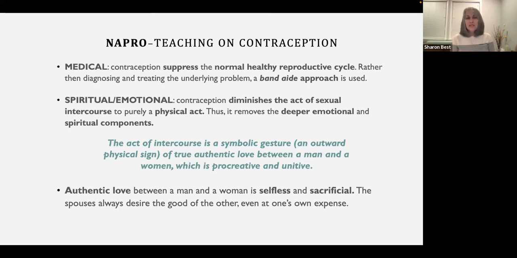So we do teach that contraception suppresses the normal healthy reproductive cycle. That's a medical fact. We know that. No one argues that. Mainstream medicine agrees with us. We do believe that when we suppress the woman's normal healthy menstrual cycle, we're putting a Band-Aid on her symptoms. We're not curing them at all. So NaPro takes our patients off birth control pills. We find out what's going on underneath and we fix the problem, which is amazing.